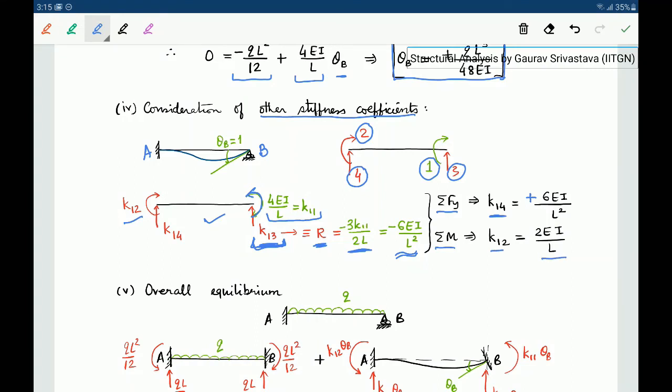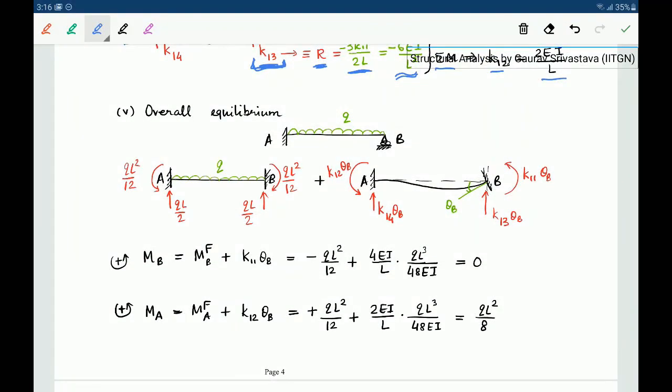Okay, so these are the 4 stiffness coefficients which are possible for these 4 coordinates that we have considered here, and in all of them we are applying a unit displacement only at one location, which is at point B, and that is our first coordinate.